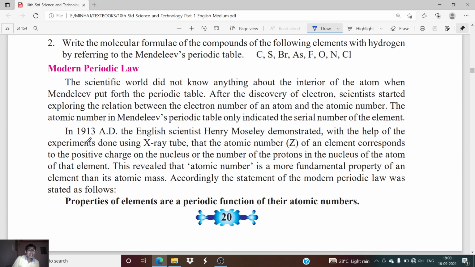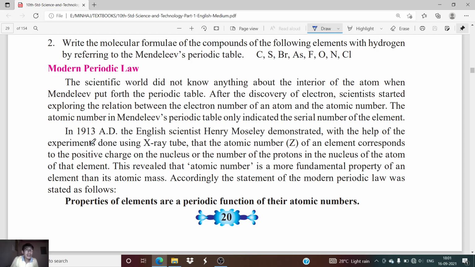In 1913 AD, the English scientist Henry Moseley demonstrated, with the help of experiments done using an X-ray tube, that the atomic number Z of an element corresponds to the positive charge on the nucleus, or the number of protons in the nucleus of the atom of that element. This revealed that atomic number is a more fundamental property of an element than its atomic mass. Accordingly, the modern periodic law was stated as follows.